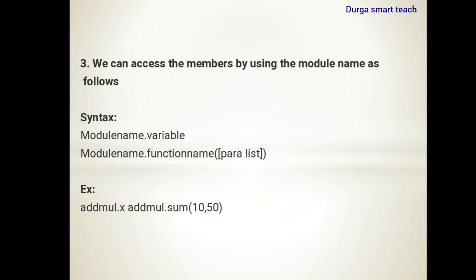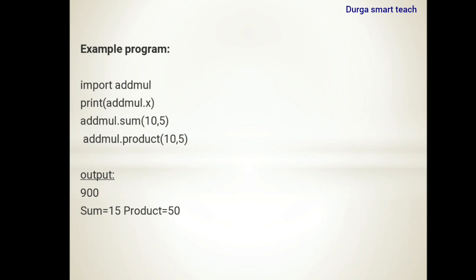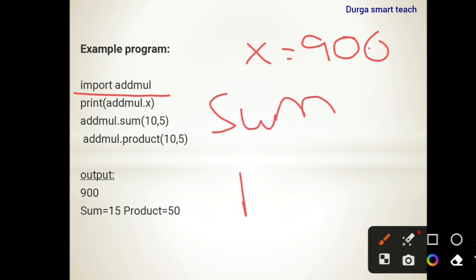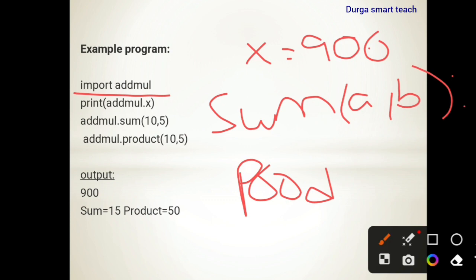So let's see the example program. First we are importing addmul. The addmul program contains one variable x, that is 900, and it contains two functions, one is sum and another one is product. The sum function contains a, b parameters, and the product also contains a, b parameters.